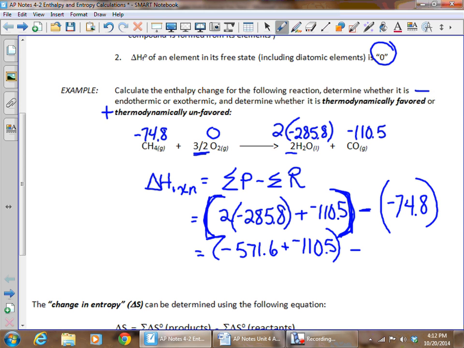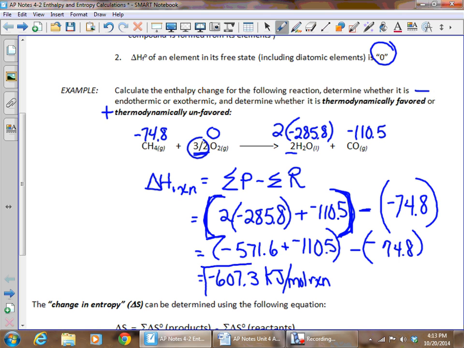And we're going to be subtracting off again the negative 74.8. And we end up with negative 607.3 kilojoules per mole. And they like the units because you could balance this differently. You could, for instance, double this, balancing up here to get rid of that 3/2. So in order to show that this is for this specific equation and no other, we're going to put per mole reaction. That's the way they're showing it now. So that's the value for our delta H.